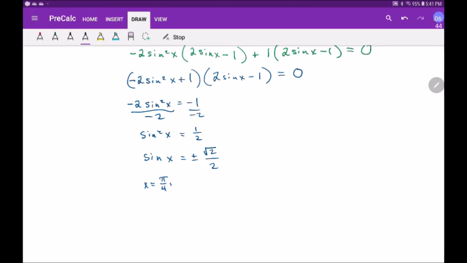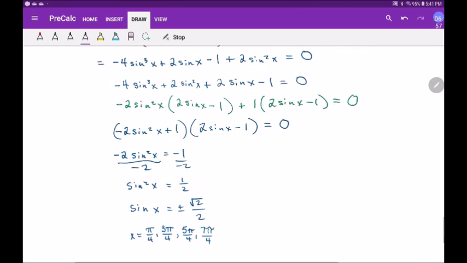Doesn't matter what quadrant I'm in, so I'm going to list all the 45s from 0 to 2 pi. These are all the 45s in each quadrant, all 4 of them. Okay, so those are possibilities.